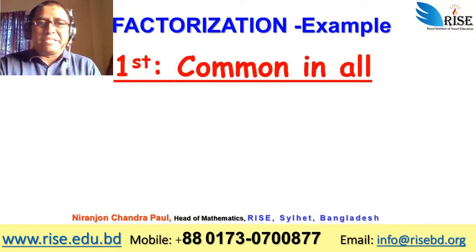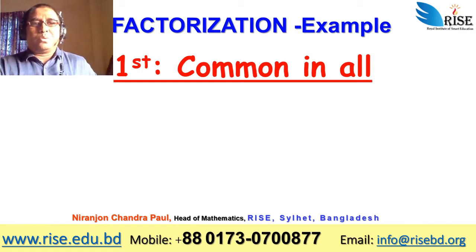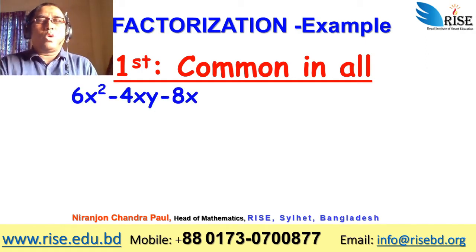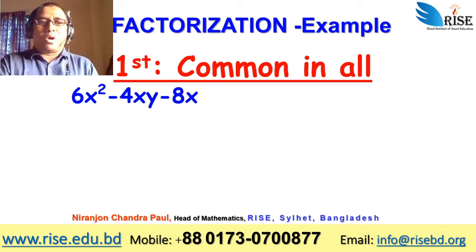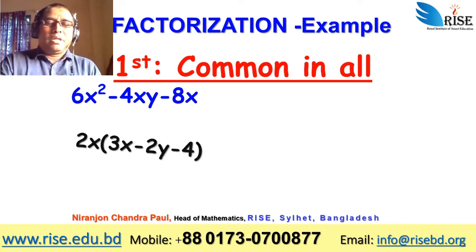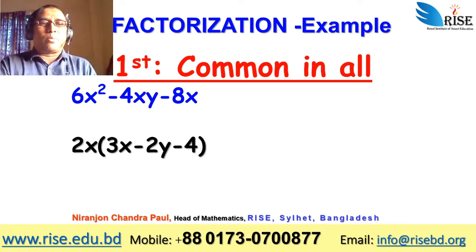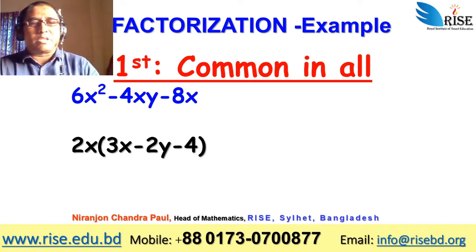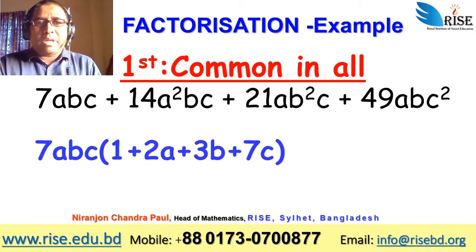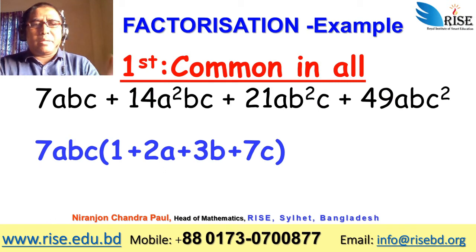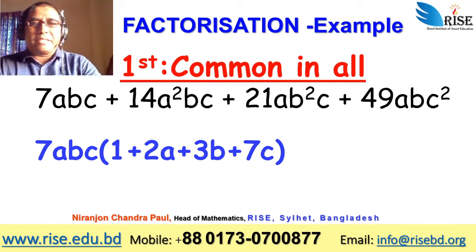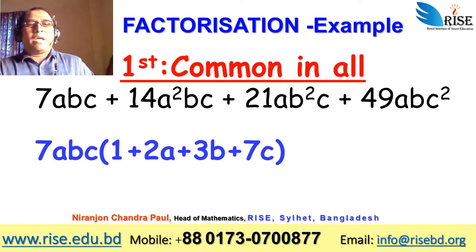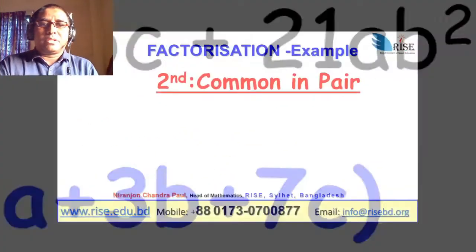Now let's look in detail with examples, how I can do it using common in all. Whenever you are asked to factorize, just think, is there anything common in all the terms? Here, look, there is 2x common, so take 2x common, then 3x minus 2y minus 4. Look at another example. If you look at the numbers, they are 7, 14, 21 and 49, so obviously 7 is common. Then similarly think which letters are common, and that is abc here. Then take the common factor out, and what is left over is the answer.